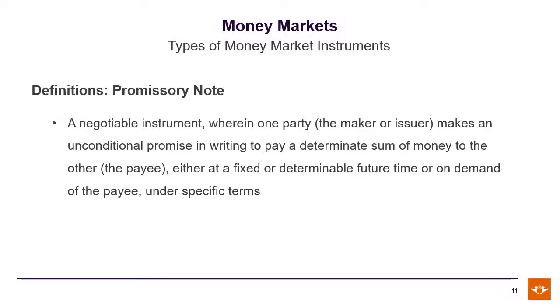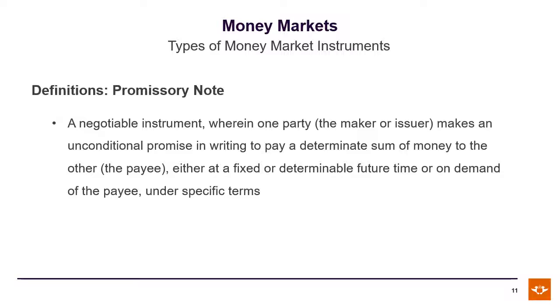Now the promissory note will indicate the principal, which is the amount of money that is borrowed, the interest rate that will be charged on the money that is borrowed, and the date by which repayment should take place, or the maturity date. Now, in the case of what they call a demand promissory note, no maturity date is listed, but you have to repay the sum of money whenever the lender demands it.